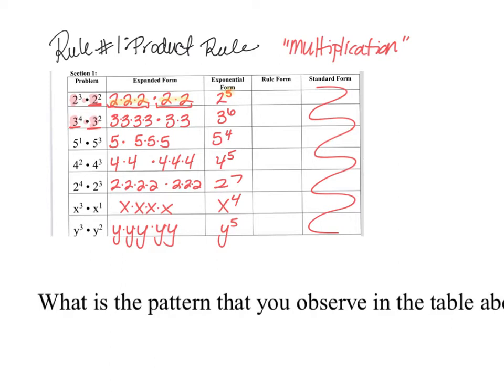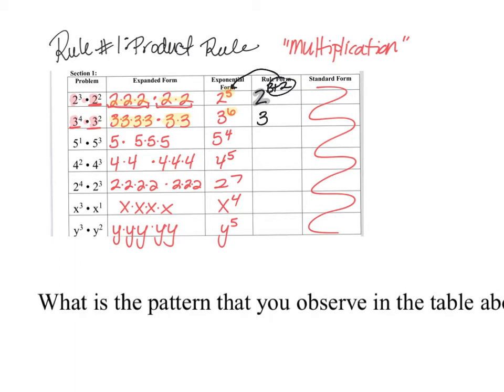Or right here we had 4 factors of 3, and then we had 2 more factors of 3 for a total of 6 factors of 3. So what's the shortcut? The shortcut is that we're just adding the exponents together. I had a base of 2, and then I could have just added the exponents of 3 plus 2, which gave me that exponent of 5.